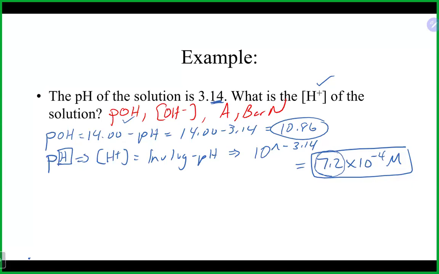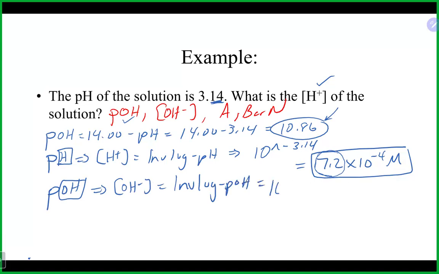At this point, it does open up another option. We could use KW to get to our OH minus, or we can use the pOH value that we calculated to get to our OH minus. So again, here, it doesn't really matter which one you choose. I'll go with the pOH, and we'll do the same calculation there. The inverse log of the negative pOH. And again, that's basically something that looks like this, 10.86 there. And it looks like we'll end up with 1.4 times 10 to the minus 11 molar as our hydroxide concentration.